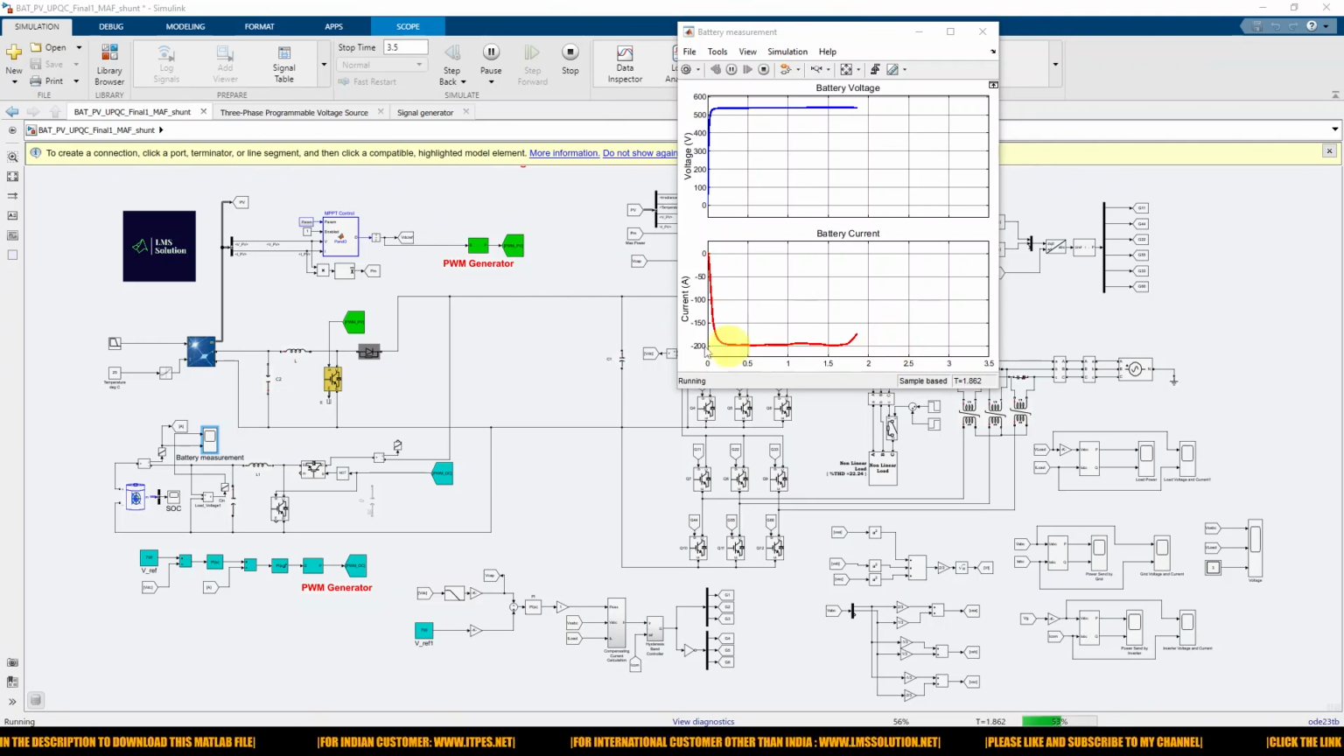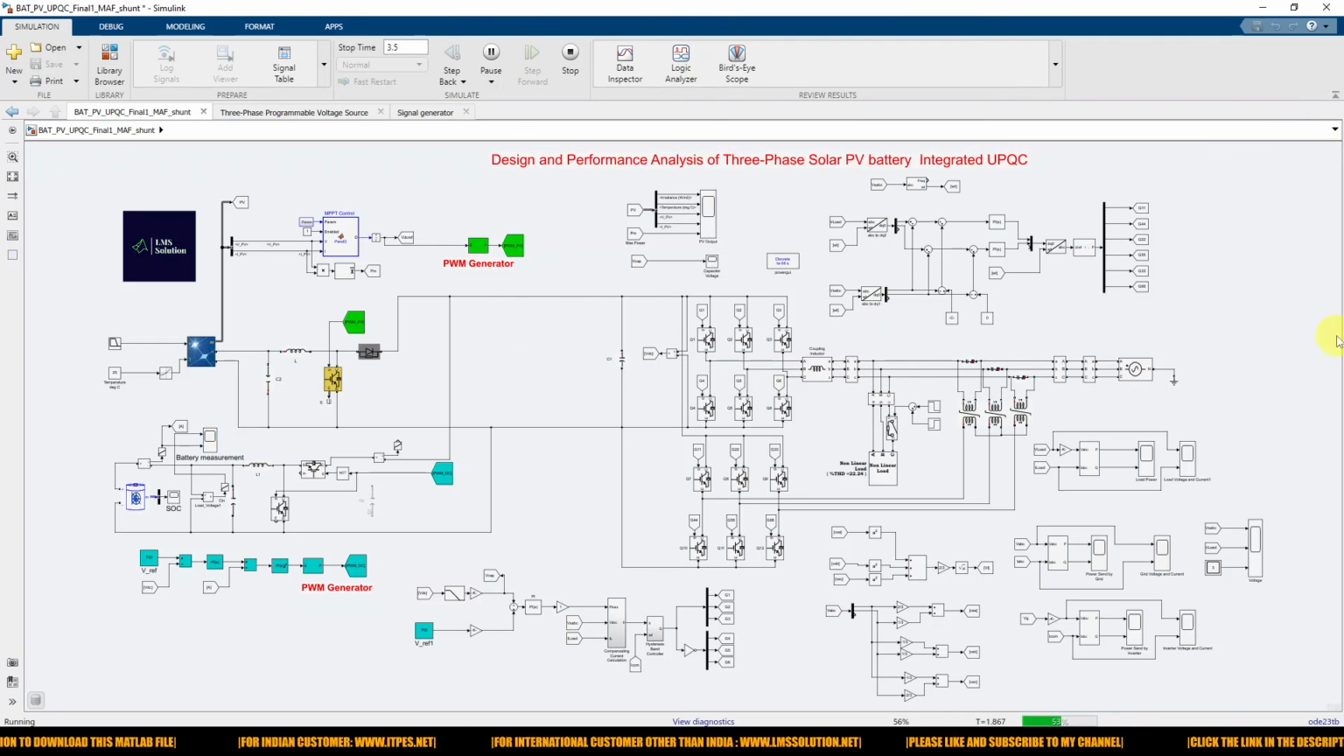Okay, so this is the working of the three-phase solar PV battery integrated UPQC system. Thank you.